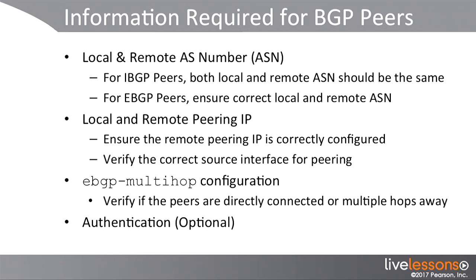Authentication. This is optional. You don't really have to configure authentication for all your iBGP or eBGP peerings. But it provides security for your connections, so a malicious device cannot try to establish an iBGP or eBGP connection with your device or even send malicious packets. So in that scenario, it is good to have authentication enabled. So when you are doing configurations, ensure you have verified all these four areas.